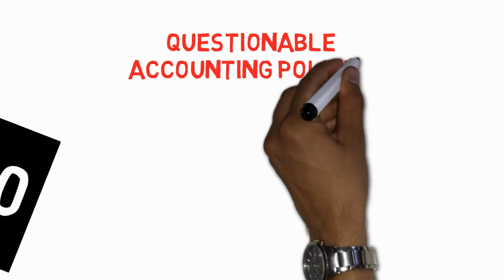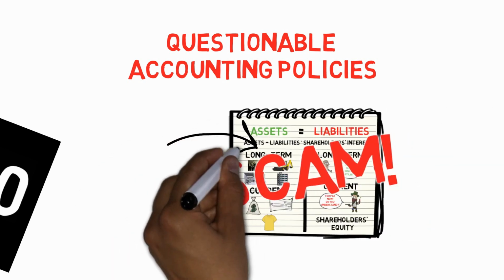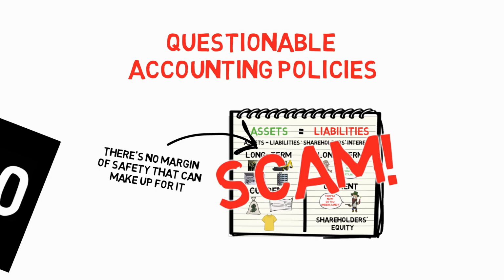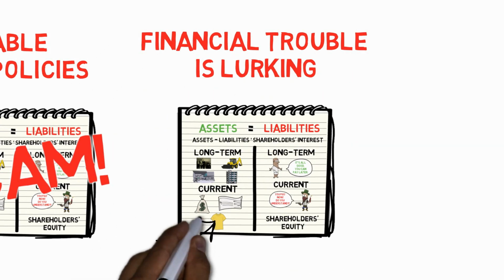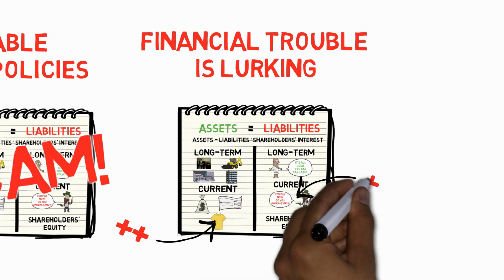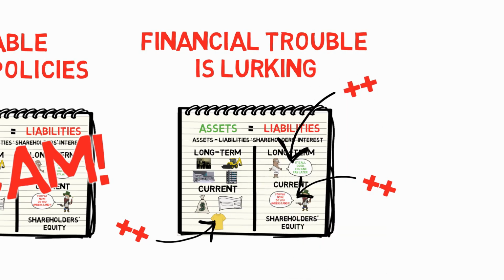Questionable accounting policies. I've said it before, but I'll say it again. You cannot make a quantitative deduction to allow for an unscrupulous management. The only way to deal with such situations is to avoid them. Financial trouble is lurking. A rapidly increasing inventory, weak earning power in combination with lots of current liabilities, rapidly increasing debts, etc., are all examples of this.